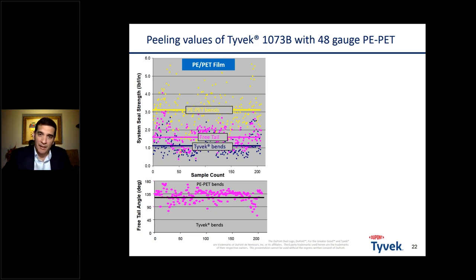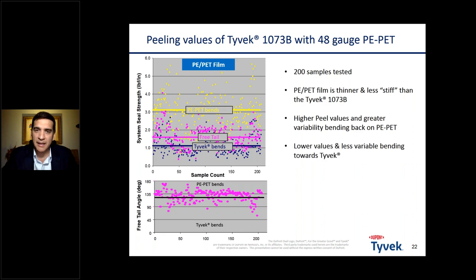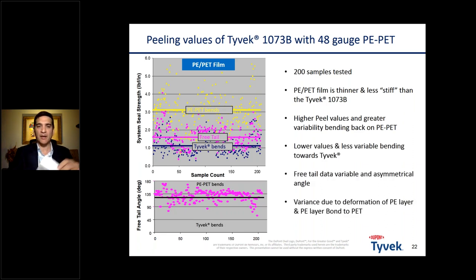So at DuPont, we love to do a lot of science, and we really try to understand what's going on. And as I said, we opened 1.1 million packages, so there's a lot of experience and knowledge that was developed. In this particular test, we took 200 samples, not one, not five, not 10, not 20, but 200 samples in each orientation. So where it says the polyester bend, this is this pouch, right?